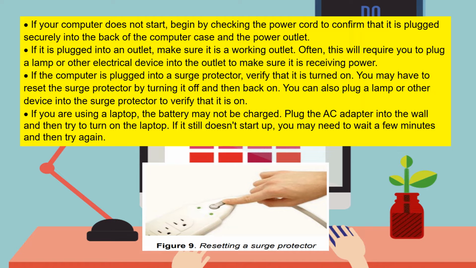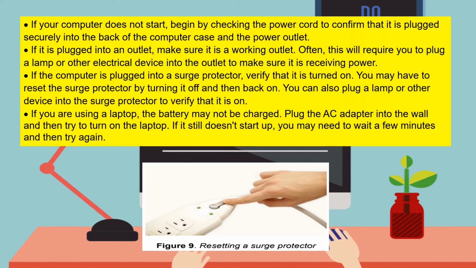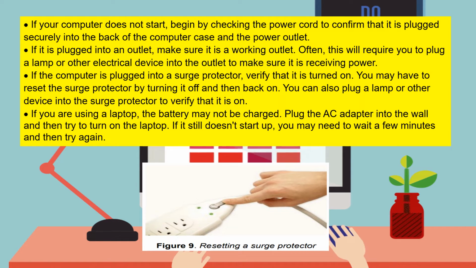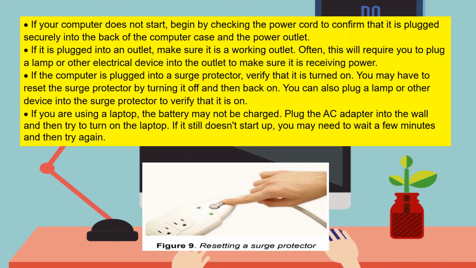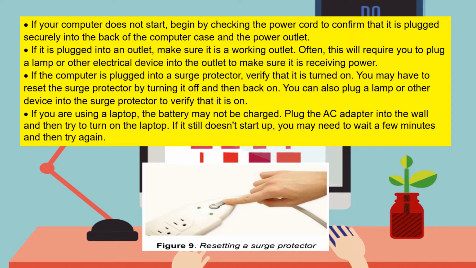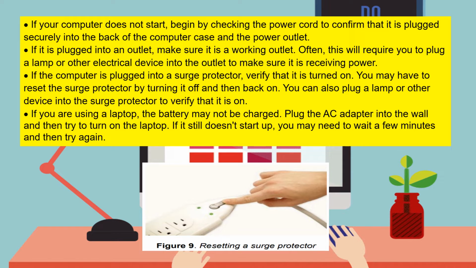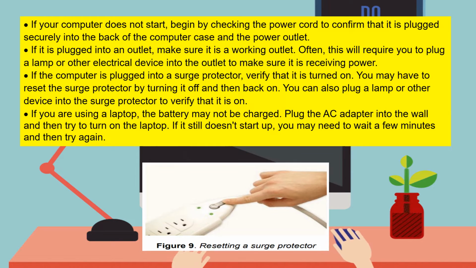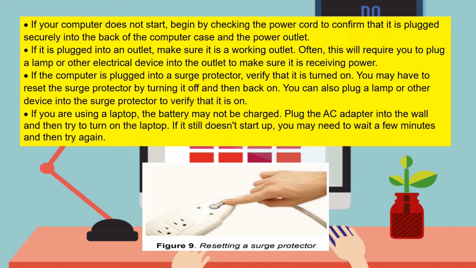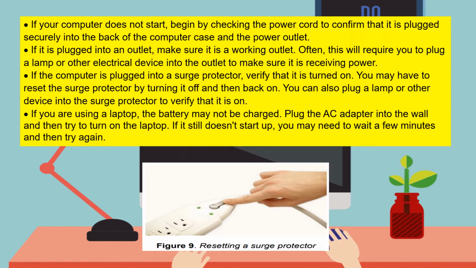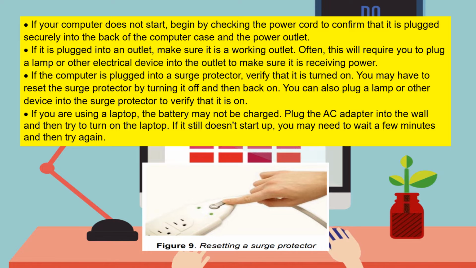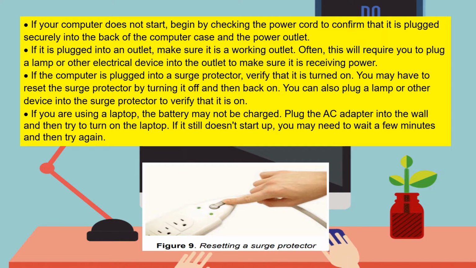Often, this will require you to plug a lamp or other electrical device into the outlet to make sure it is receiving power. If the computer is plugged into a surge protector, verify that it is turned on. You may have to reset the surge protector by turning it off and then back on. You can also plug a lamp or other device into the surge protector to verify that it is on.